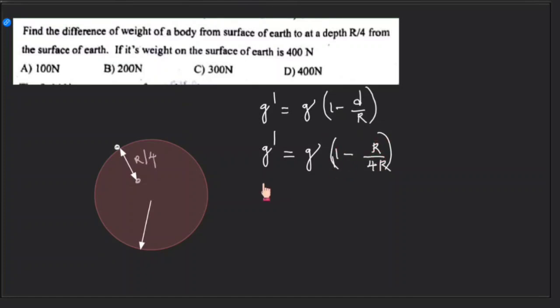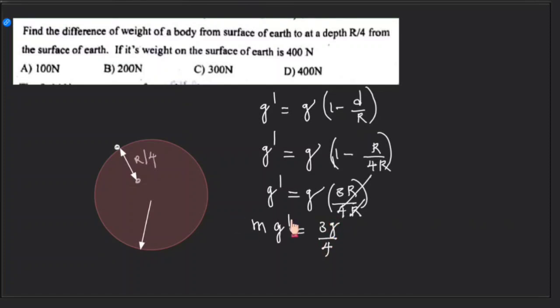R by 4R. Therefore this g' is equal to g of 4R minus R, which can be written as 3R by 4R, right? So this one gets cancelled. Therefore g' is equal to 3g by 4.